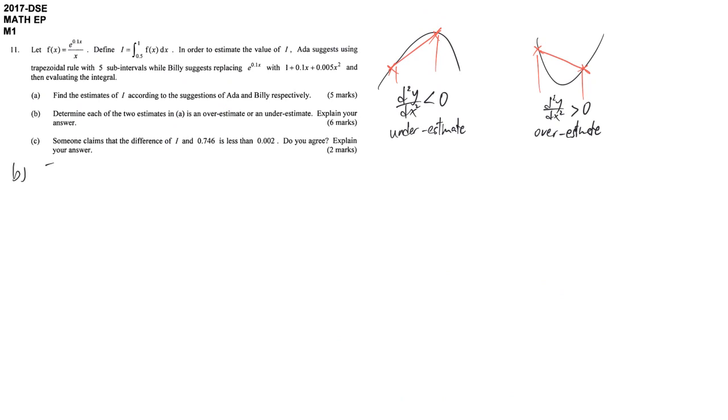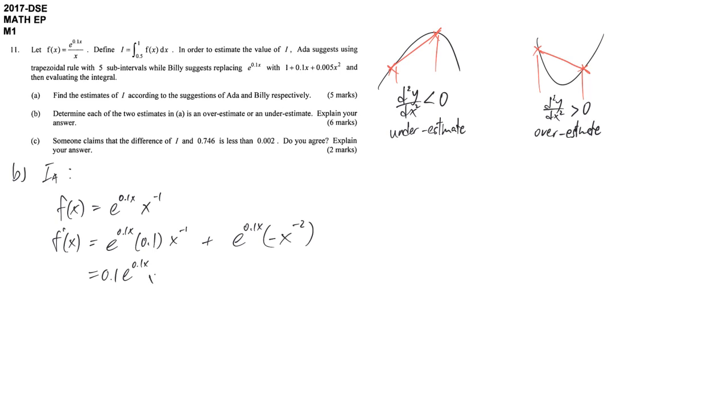So part B for Ada. To consider the shape of this curve, we are going to focus on this part. f(x) is equal to e^(0.1x) times x^(-1). Differentiate the first time. Differentiate the first one, keep the second one, and then keep the first one and differentiate the second factor. Tidy up the calculation.